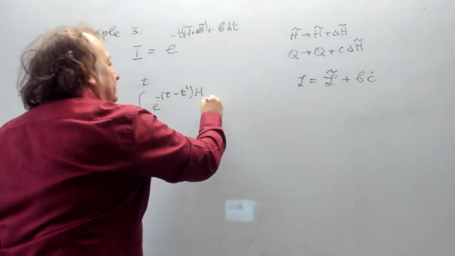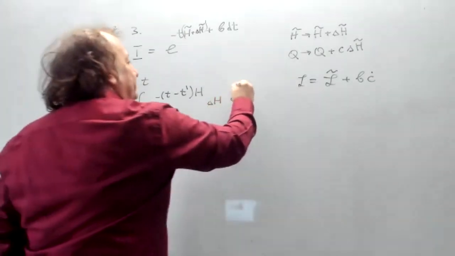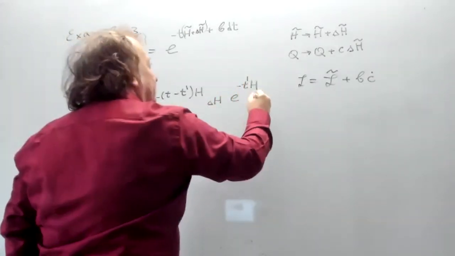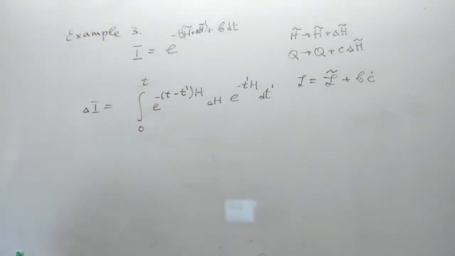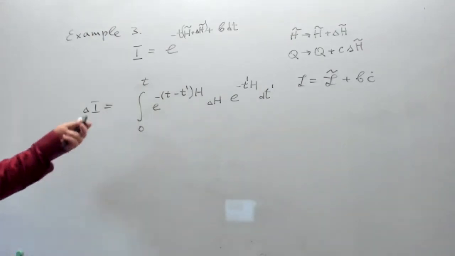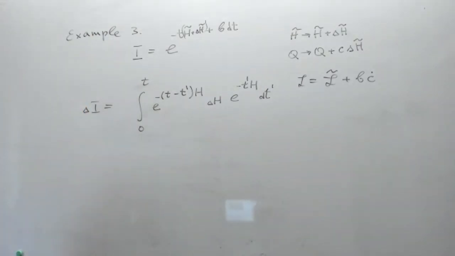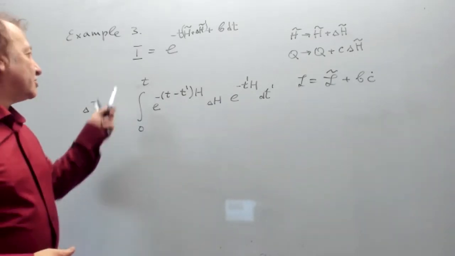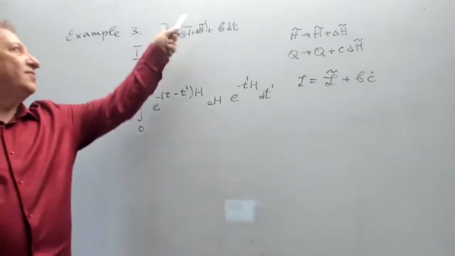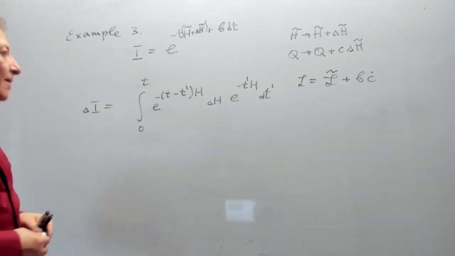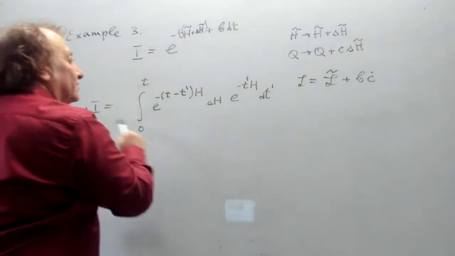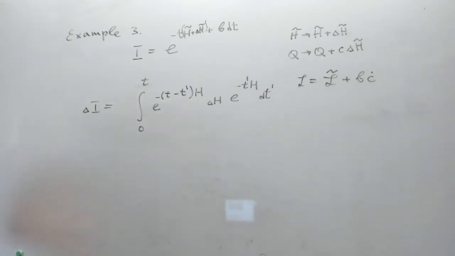So here we write delta H E to the minus T prime H, DT prime. So this is the first order deformation. This is clear from the manifold construction. We are deforming this exponent, and the second thing is not changed. However, we need to try to understand this deformation in terms of the original I, if it's possible to understand it.